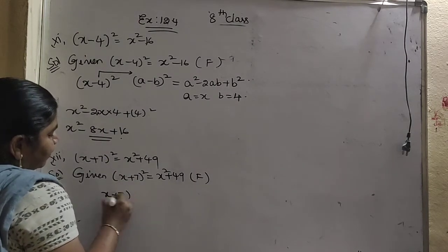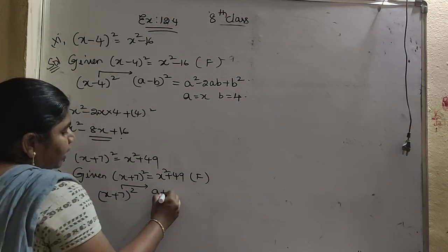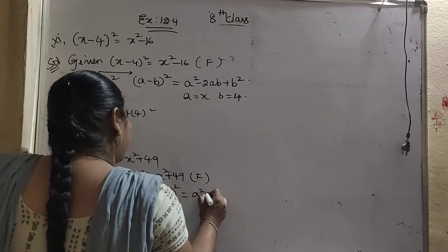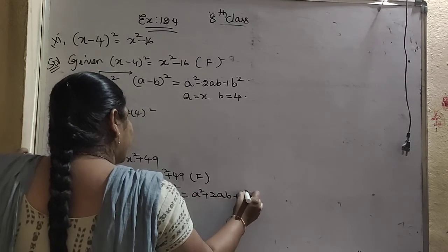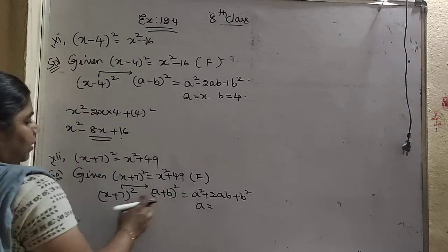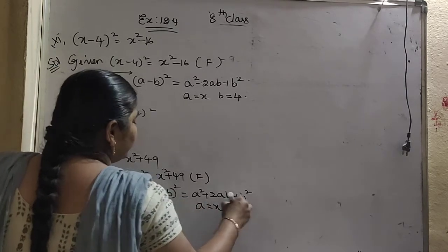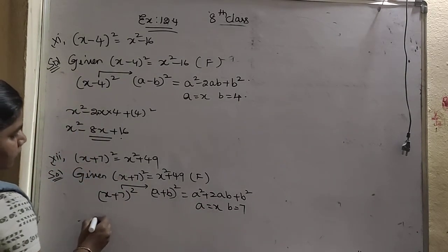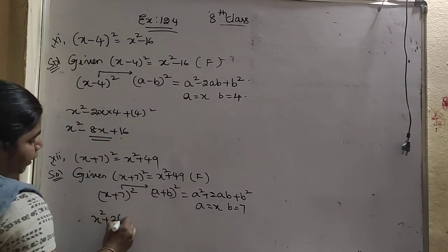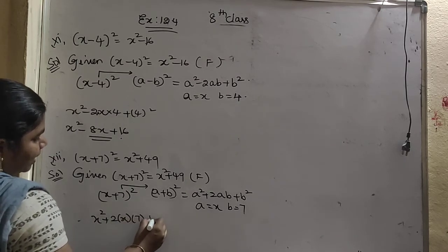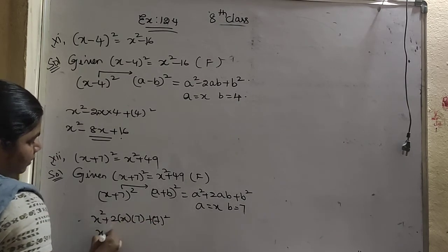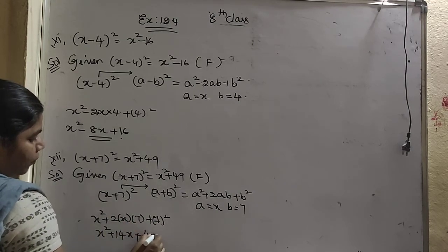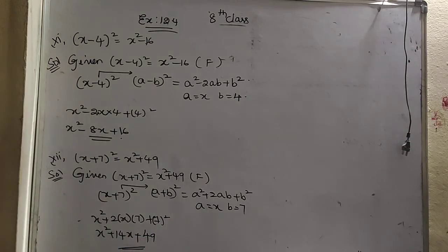So (x + 7) whole square. So this is in the form of (a + b) whole square. (a + b) whole square is nothing but a² + 2ab + b². So if you compare the terms, here the a value will be x and the b value will be 7. Now we have to write it in this process, that is (x + 7)², that is x² + 2·x·7 + 7². So x² + 7 2 times is 14x + 7² will be 49. So this is our original result. This is the correct result.